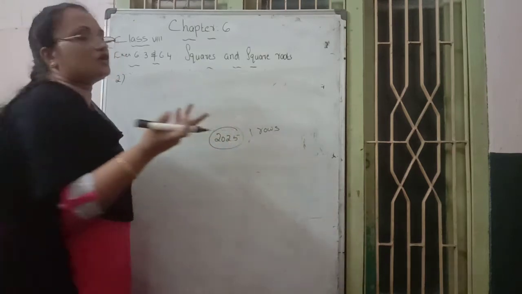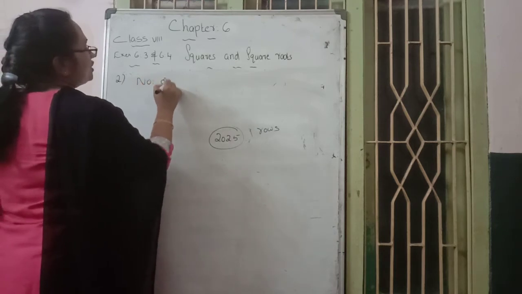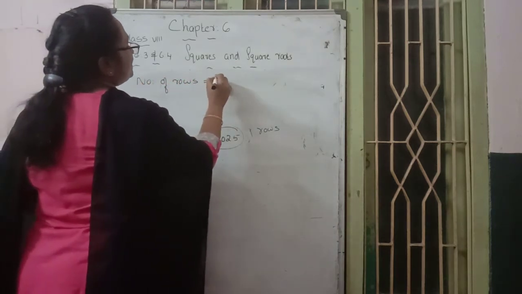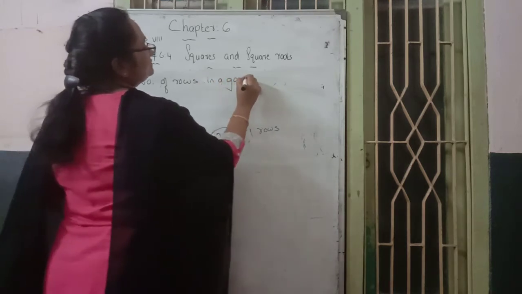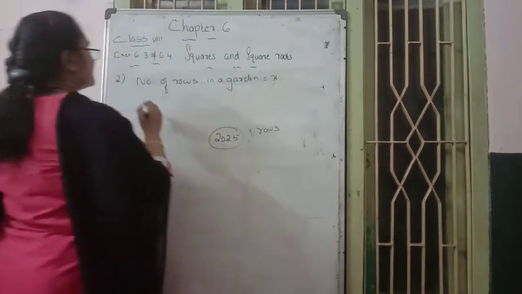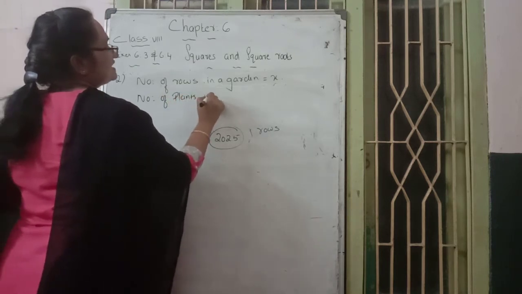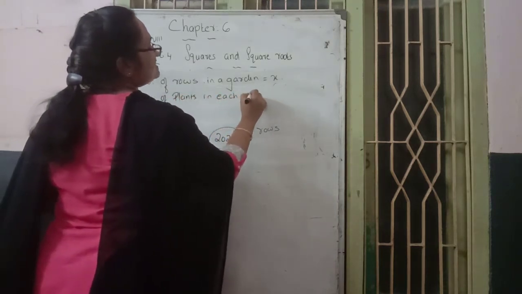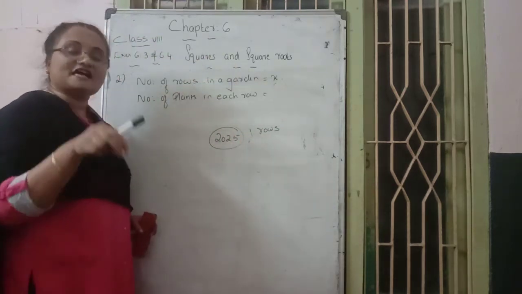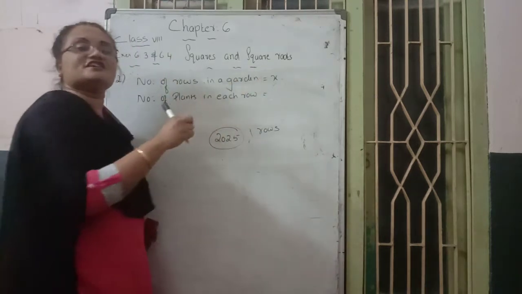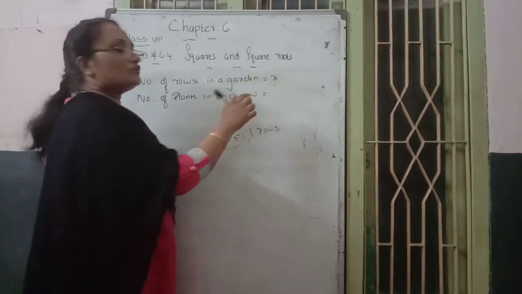So how to do that? We don't know how many rows there are, so we can write it as the number of rows in a garden. We don't know, so we consider it as x. Next, number of plants in each row. That much number of plants are planted in each row as there are rows. Here how many rows are there? We consider it as x. So each row, how many plants are there? x plants are there.